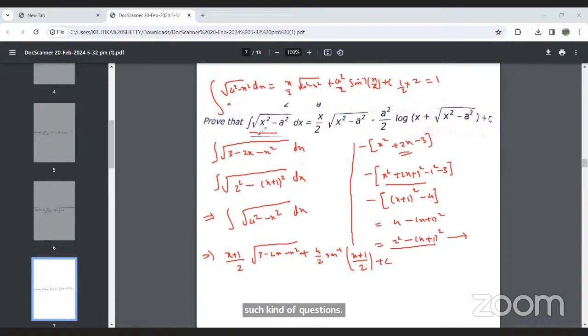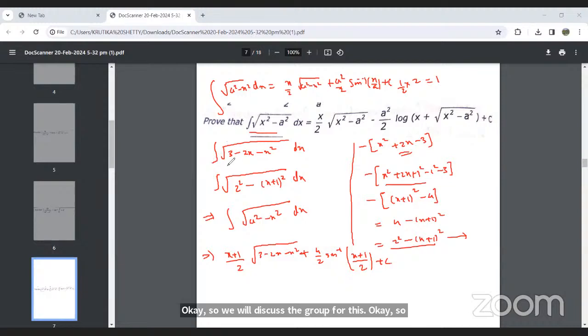so next we will discuss the proof of this property now. Integration of root of a square minus x square dx is equal to x upon 2 root of a square minus x square plus a square upon 2 sine inverse x by a plus c. Okay, so we will discuss the proof for this. Okay, so the 1 mark question will be of this type.